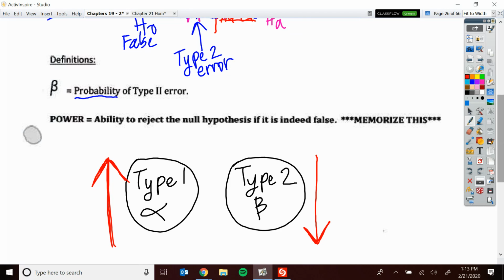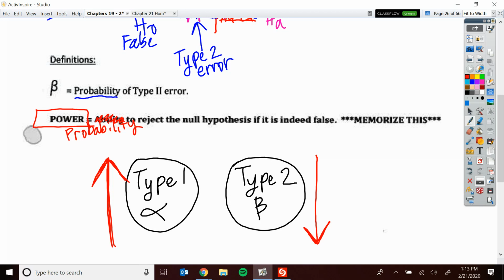In fact, that's what we're going to talk about next. Power is the new thing for today. And I don't even like the word ability. Power has a numerical value. Power is the probability to reject the null hypothesis if it is indeed false. We have to know that in our hearts.